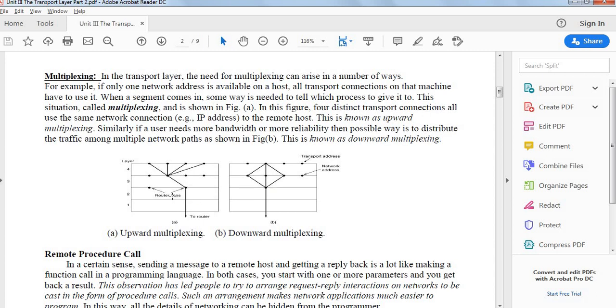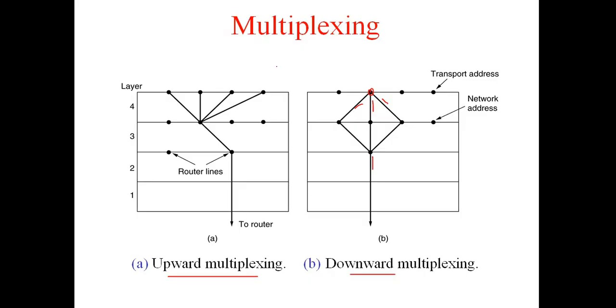One more difference is that upward multiplexing is not that reliable, because many processes are using only a common network connection, so we cannot assure reliability. There may be congestion and lower bandwidth. But downward multiplexing is highly reliable, and we can get more bandwidth. Bandwidth can be handled properly in downward multiplexing. This ends the discussion about multiplexing.